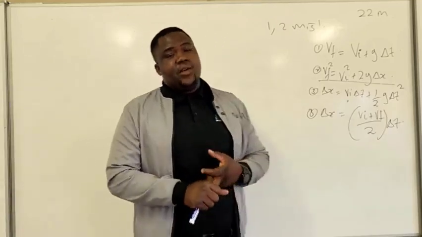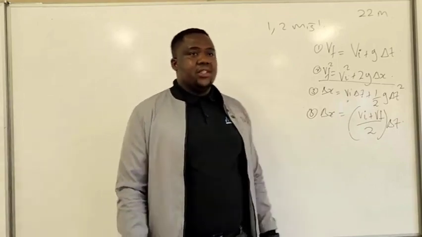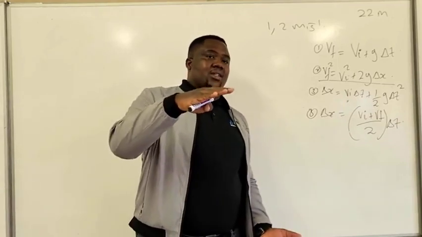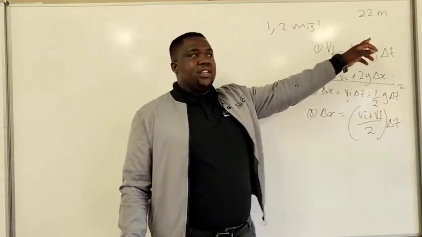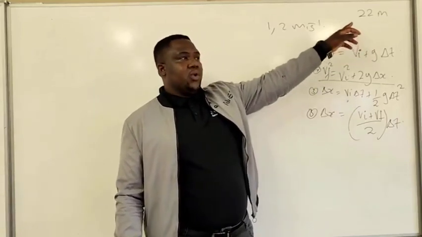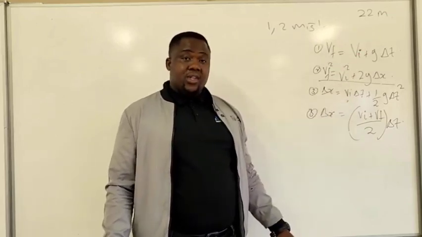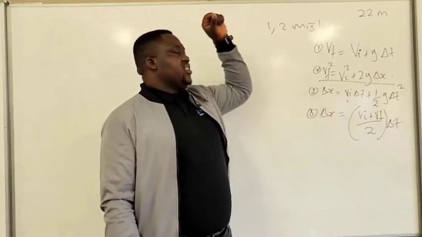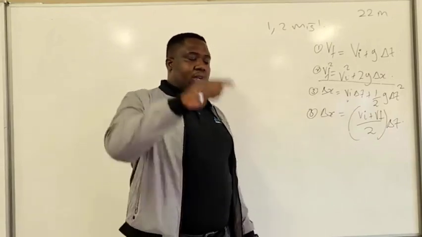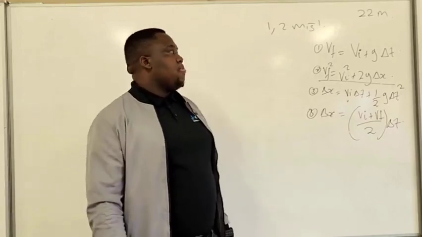Do we have the final velocity? No, we don't have the final velocity. So what do we have? The ball traveled 22 meters because it fell when the hot air balloon was 22 meters from the ground. It means the ball traveled 22 meters and its initial velocity is 1.2. So we need to calculate the time it will take for the ball to travel 22 meters.